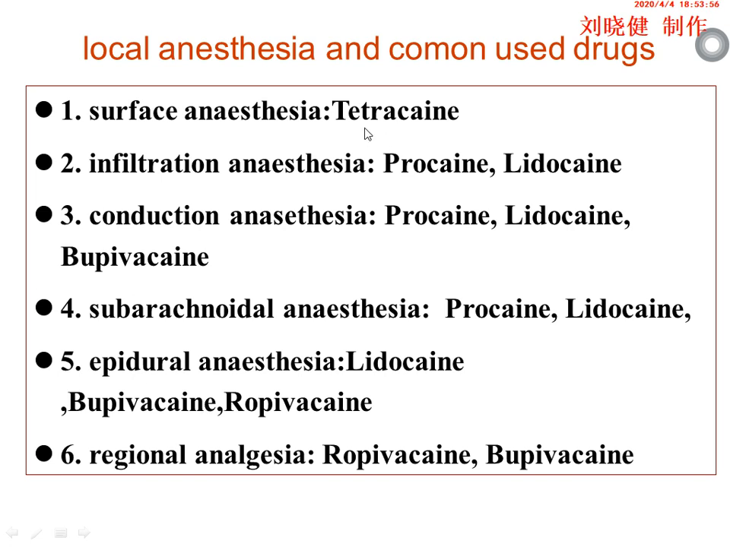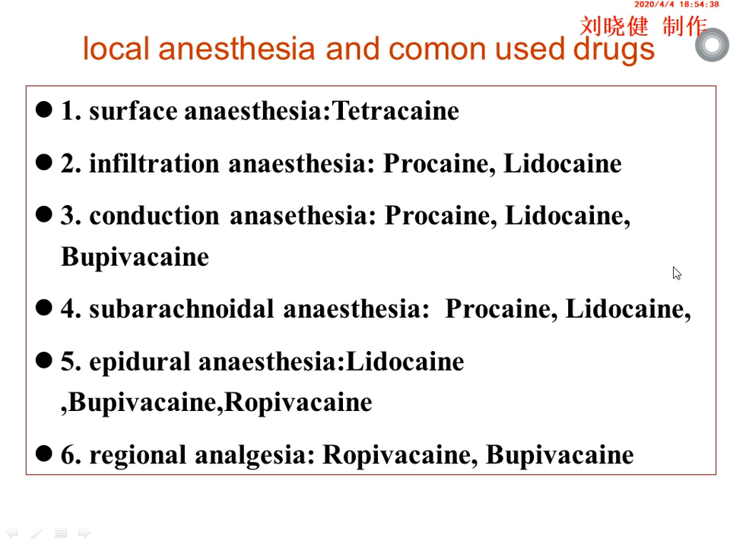Tetracaine, because of the highest penetration, is the most commonly used for surface anesthesia. But because it has relatively higher toxicity, it is too toxic, so for infiltration it is not used. But many other agents can be used for infiltration anesthesia: procaine, lidocaine, and others. Procaine is also used to treat ventricular arrhythmias. Lidocaine is also used to treat ventricular arrhythmias.